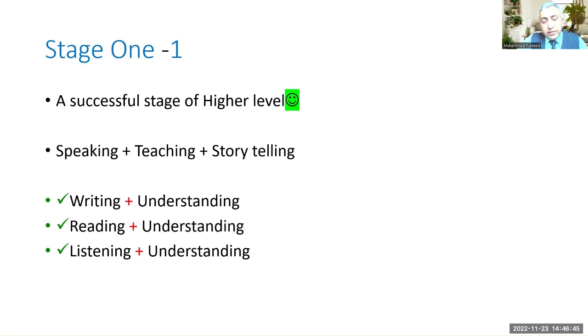So you have to understand these: writing, reading, and listening. These three stages are combined with your core level of understanding. So your core understanding in every single step that you use in your practice is reading, writing, listening. Whatever you read, whatever you write, and whatever you are listening to, your understanding has to be intact.